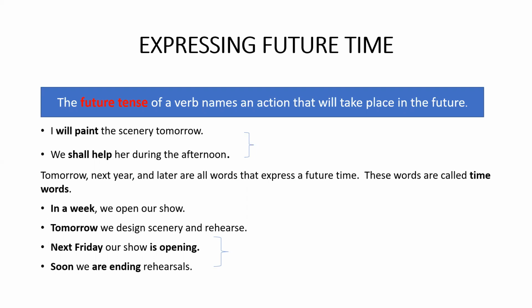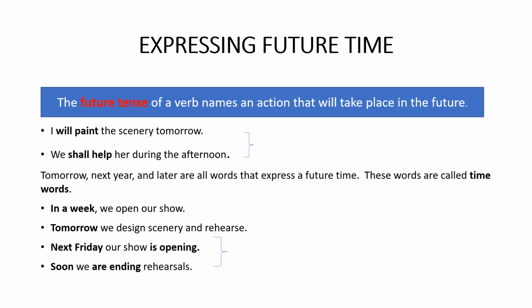The sentences which I have given here tell about action that will happen in the future. The future tense of a verb is formed by adding the helping verb will before the main verb. You may use the helping verb shall when the subject is I or we. There are other ways to show that an action will happen in the future. Tomorrow, next year, and later are all words that express a future time. These words are called time words.